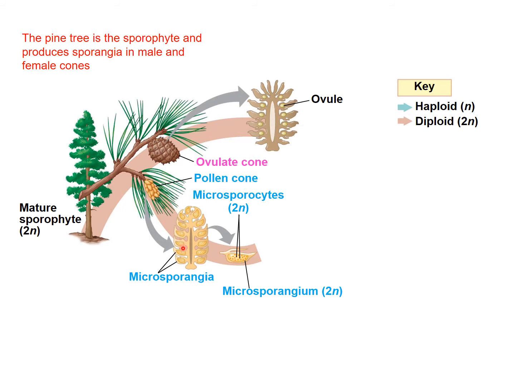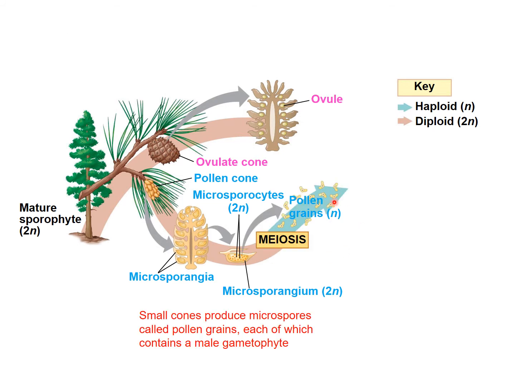So in the pollen cone, you can see the sporangia, or the microsporangia, of course. Remember, they're prefixed micro because they are the male structures. Inside each of the microsporangia, we have microsporocytes. Those are diploid cells that are going to undergo meiosis to form haploid cells, and these haploid cells are called the pollen grains. So that's the pollen, and that's what's actually dispersed. Again, these are very small cones, and they're going to produce the microspores, which are actually the pollen grains, produced by meiosis of the microsporocytes.